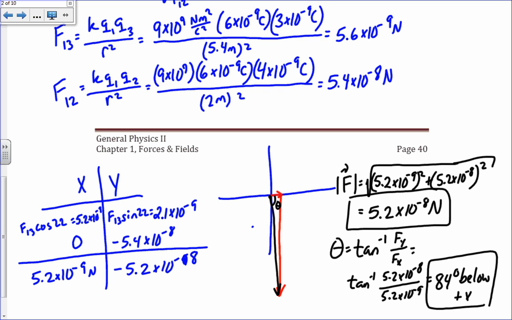All right, a basic vector problem, and we've done these before, but it's just adding in the complication of you have to use Coulomb's law here, which describes the force between two charged particles in order to find the magnitude of the force. But basically, it's the same problem as we've done before with vectors.